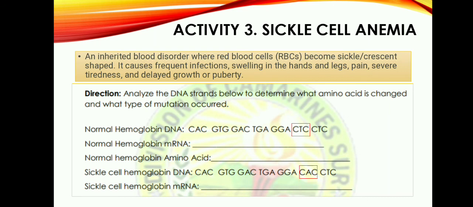Look at this. In the two sequences, from the normal CTC, it becomes CAC. Therefore, the nucleotide changes from CTC to CAC, resulting in a mutation.